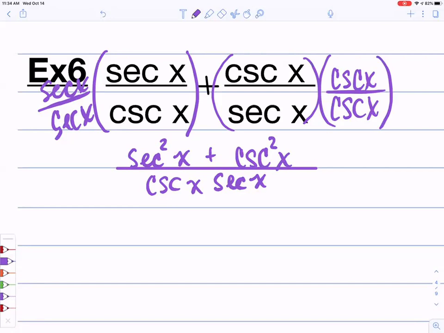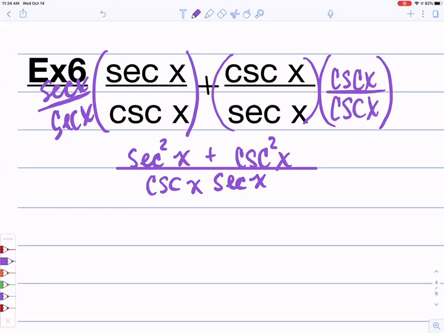Okay. Question, can I cancel a pair of secants and a pair of cosecants? No. Why not? Because it's addition. You can only cancel in multiplying. So that's not an option. So now what? Do you know what secant squared plus cosecant squared is? Say no, because I don't. Okay, what should I do? Yeah, now let's turn into sines and cosines because we don't know what to do. We had to go back to that anyway.